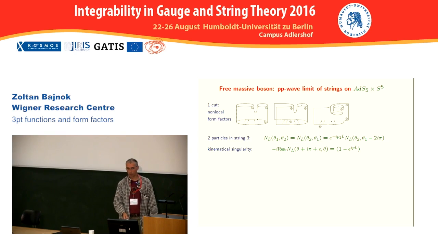And we had this non-locality. So if we take this particle and move around, we pick up this e to the minus i p L phase. So this is the second equation which we should satisfy. And additionally, we have the kinematical singularity equation. So if these two thetas differ just by i pi, then we should have a singularity, and the residue is 1 minus e to the i p L. So we would like to solve these equations.